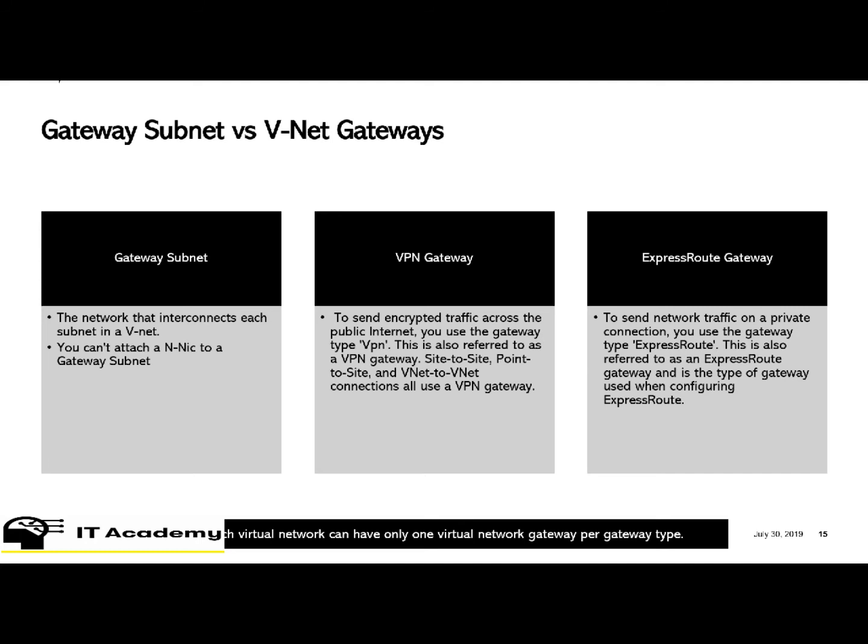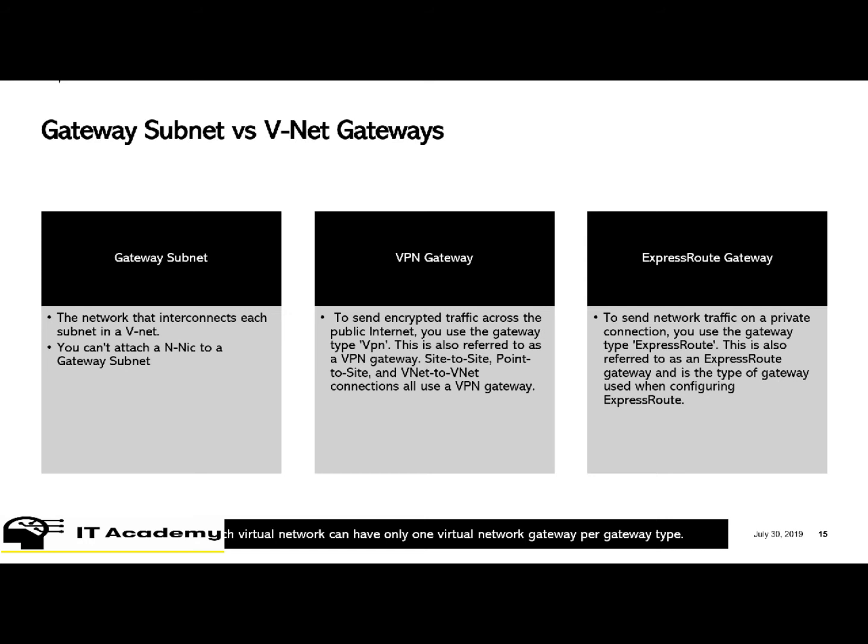When we create an Azure virtual network, it will automatically create a gateway subnet for us. It will also mandate that we create at least one subnet on that network as well. Afterwards, we can then choose to create a VPN gateway, but we can only have one VPN gateway at a time. We can have a VPN gateway, and we can also have a maximum of one ExpressRoute gateway as well.